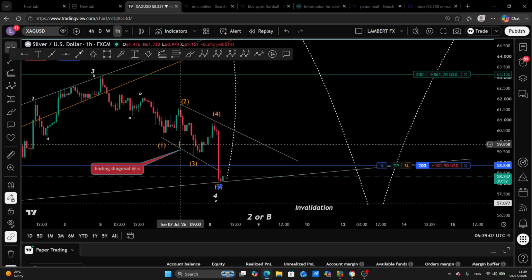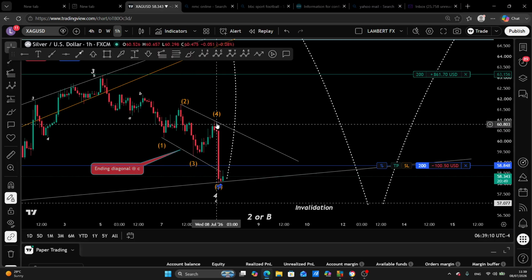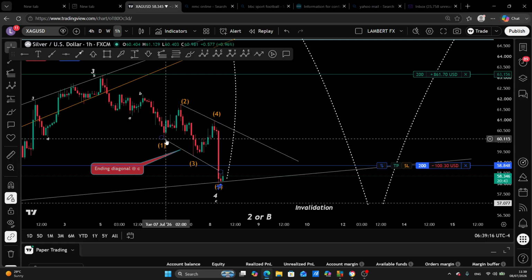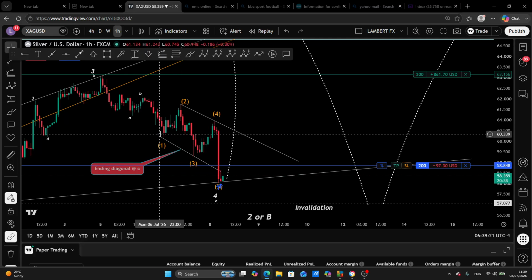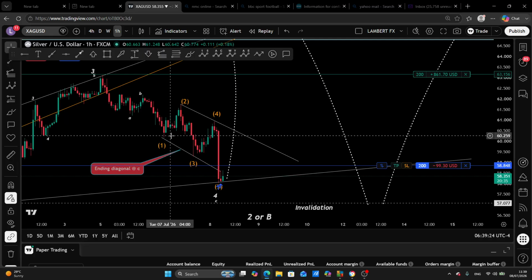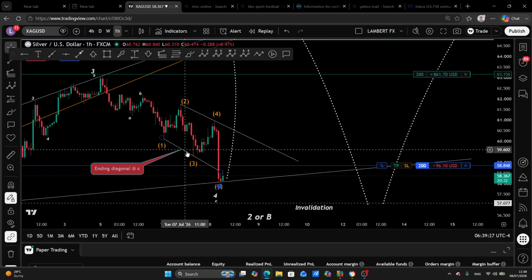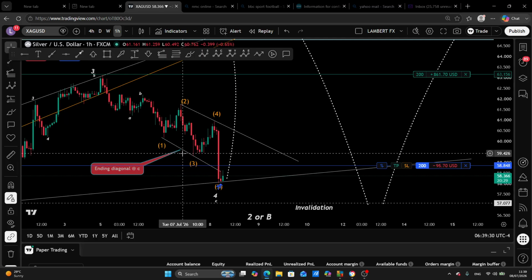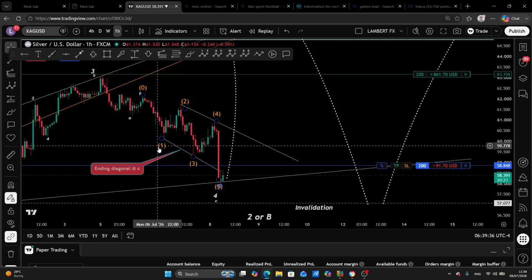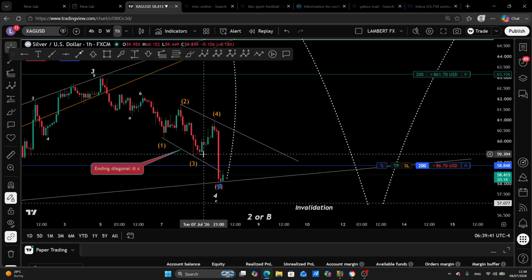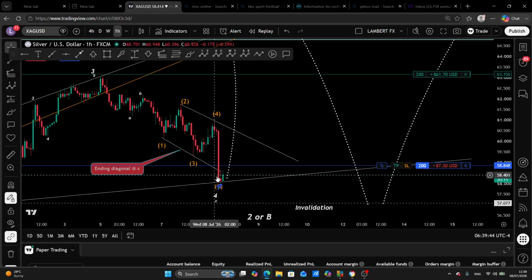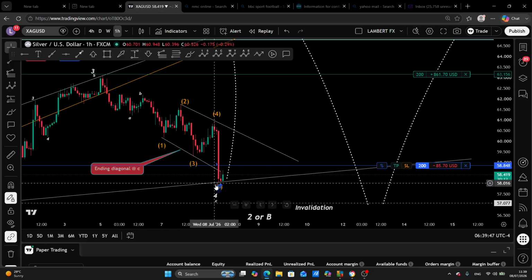So the rule of the ending and leading diagonal is that your 4 must trade in the region of 1. So basically, this is where 1 ended. The 4 has to break and trade within the 1. But in an impulsive structure, it is impossible. Okay, so I'll do a proper video on leading and ending diagonals, but this is just a quick analysis on this pair, so that if you're fortunate to catch this on time, then you can jump in and go long.